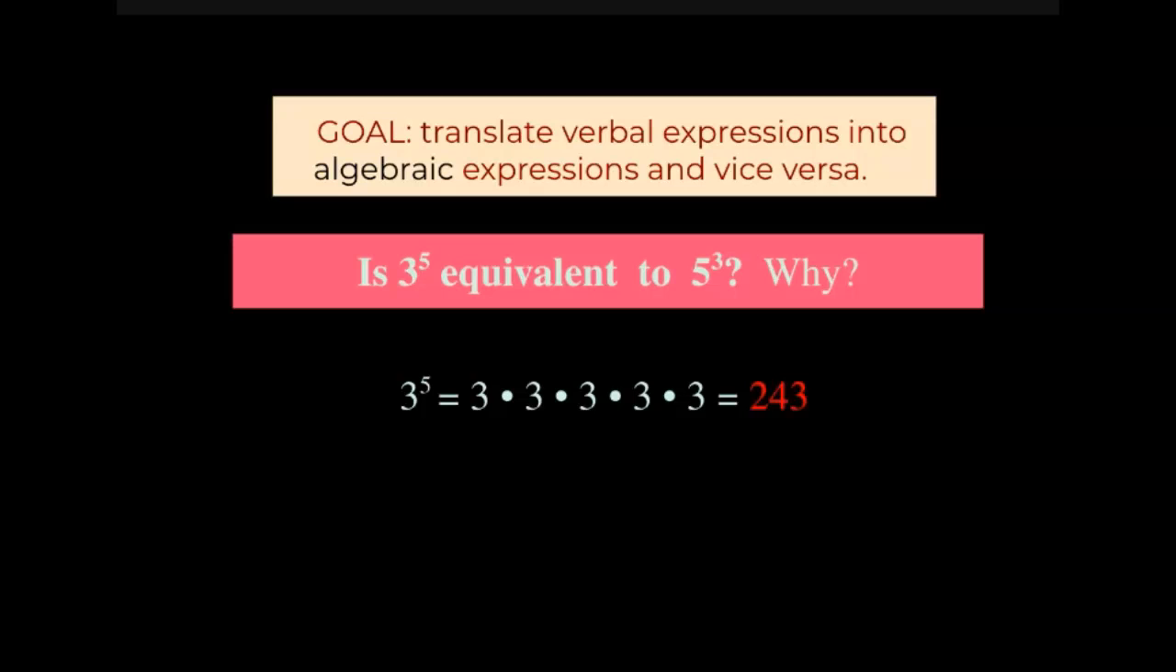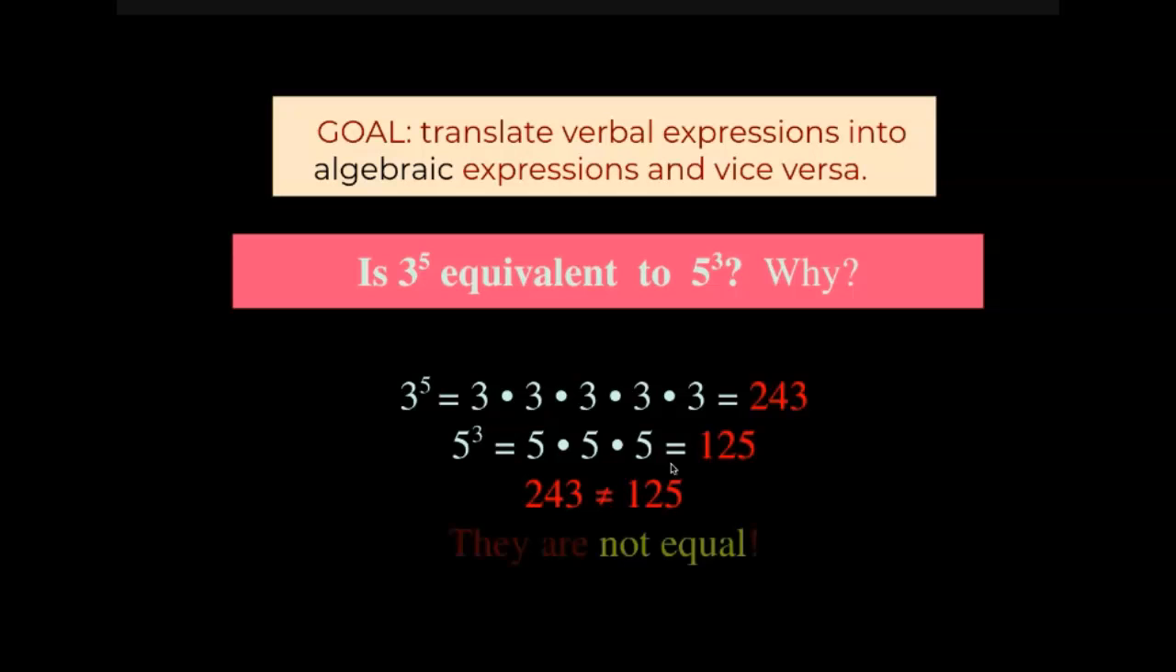So if you look at this, 3 to the power of 5 means 3 times 3 times 3 times 3 times 3, which is 243. Correct. And 5 to the power of 3 is 5 times 5 times 5, which is 125. So it means they are not the same. 243 is not equal to 125. Because 3 to the 5th means you multiply the base 5 times, and 5 to the 3rd means you multiply the base 3 times. So don't be confused by those two, okay? They are not equal.